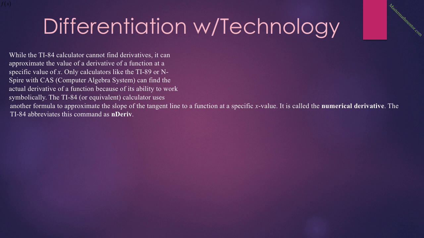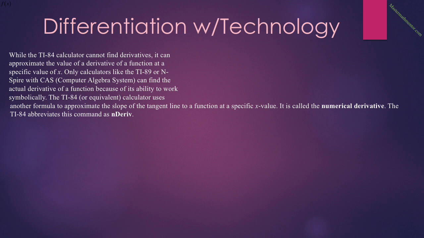The TI-84 calculator cannot find derivatives of functions, but it can approximate the value of a derivative of a function at a specific value of x. You need to buy more expensive calculators like the TI-89 or TI-Nspire that has a computer algebraic system to actually find the derivative of a function, because these calculators work symbolically.